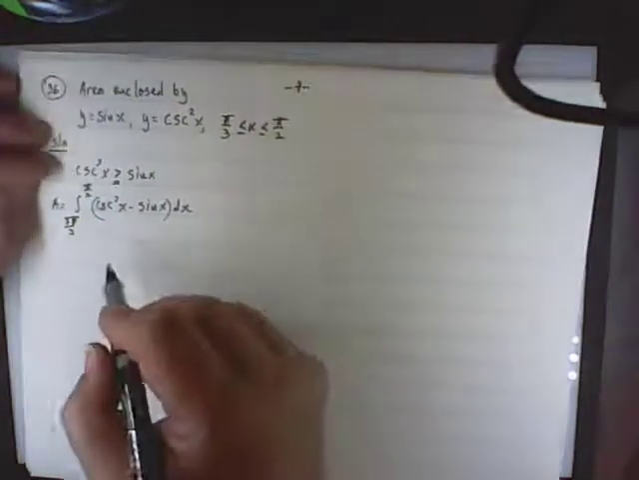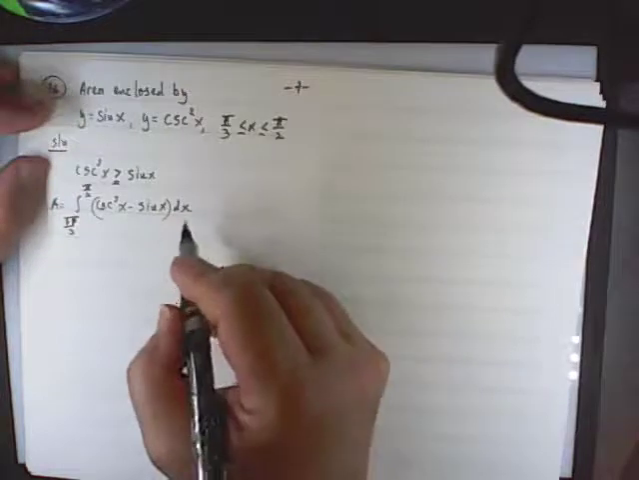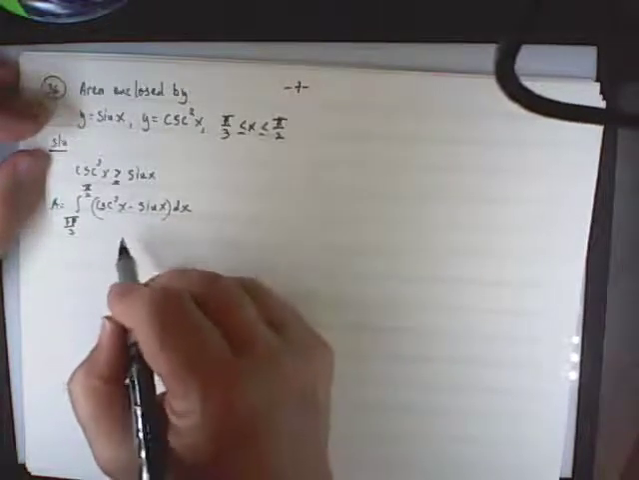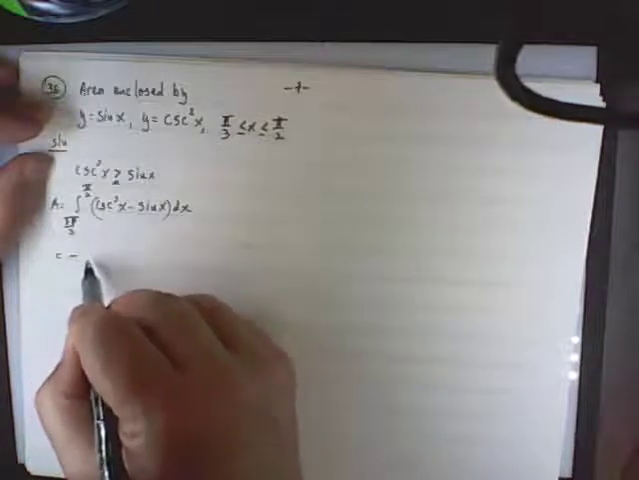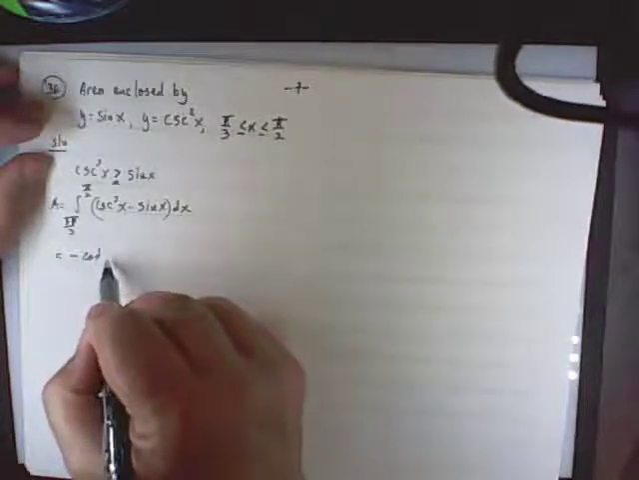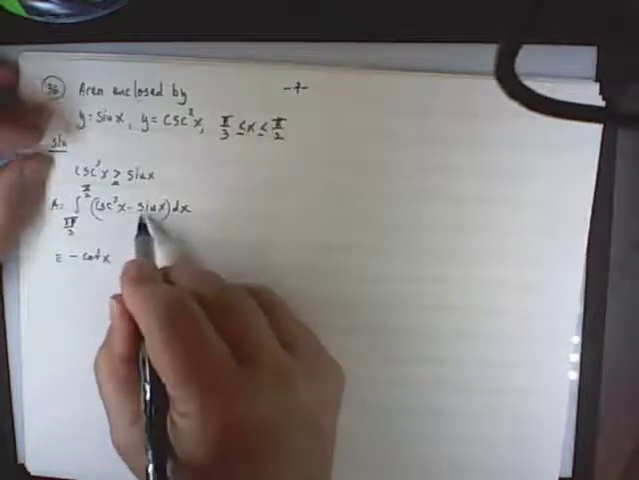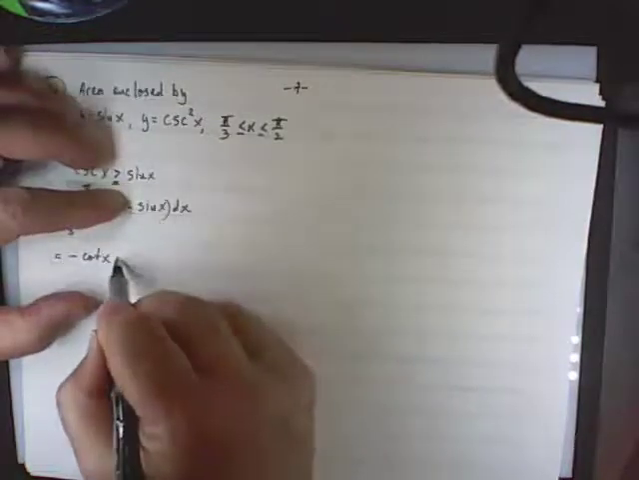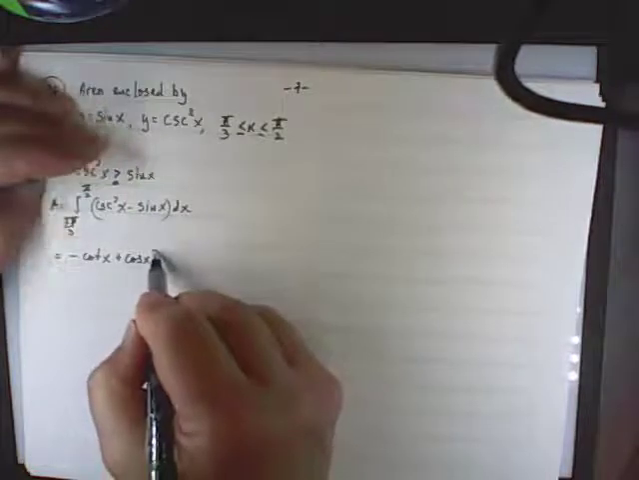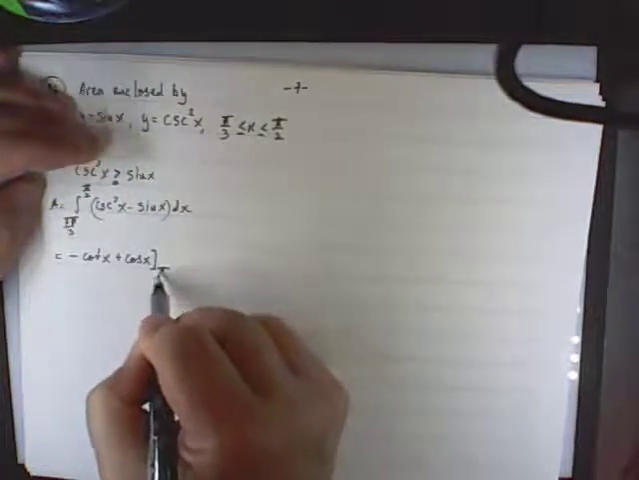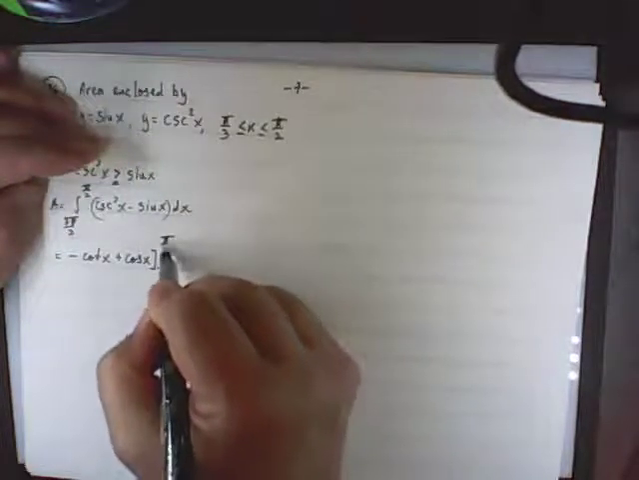And so we take the antiderivative. The antiderivative of cosecant squared is negative cotangent, right? Negative cotangent x, and then the antiderivative of negative sine is the cosine. And we need to evaluate it from pi over 3 to pi over 2.